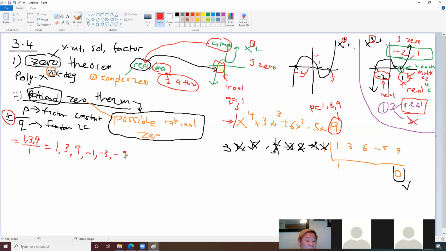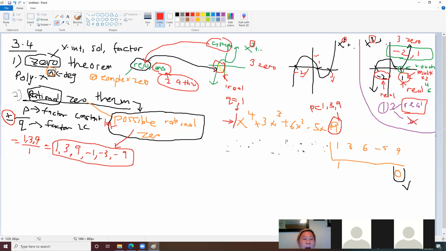So these are what we call the possible rational zeros. When you do your online homework and they ask you to list all the possible rational zeros, this is what you do. You just need to divide with these numbers. So we're not going to try 2, because 2 is not on this list. We're not going to try 1/3 because 1/3 is not on this list.